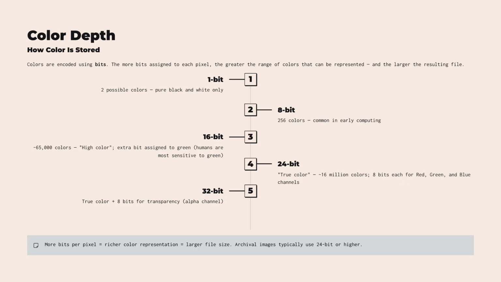One small but interesting detail about 16-bit color, also called high color. It allocates 5 bits to red, 6 bits to green, and 5 bits to blue. The extra bit goes to green because human eyes are more sensitive to green light than to the other primary colors. That one extra bit allows more shades of green, which improves perceived realism without increasing file size significantly.